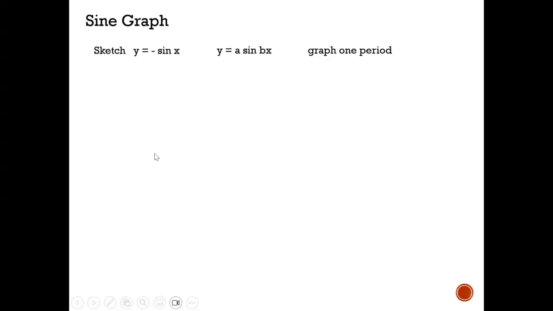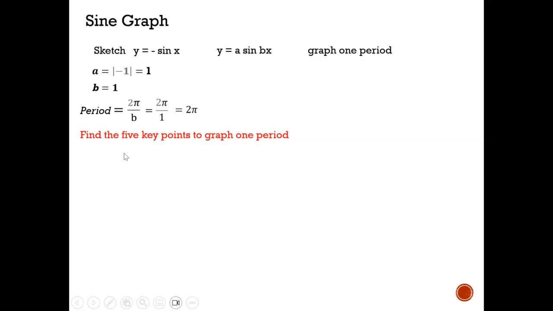Okay? Now, what happens when you have y equals negative sine of x? So this is what happens. The amplitude is going to be 1, because the absolute value of negative 1 is 1. And my b is also 1. So my period is 2 pi over b, which is 2 pi over 1, which will give us 2 pi. Again, to find the 5 key points, we divide the period by 4, so 2 pi divided by 4, which gives us pi over 2. So we're going to count by pi over 2.